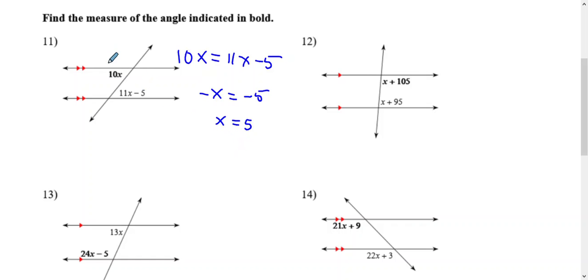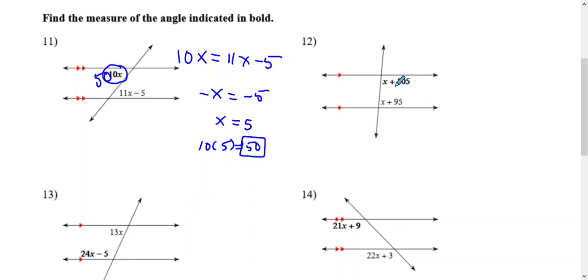We're asked, though, to find the value of this angle, and that would be 10 times 5, which is 50. So our angle measurement would be 50. 50 is our actual answer.